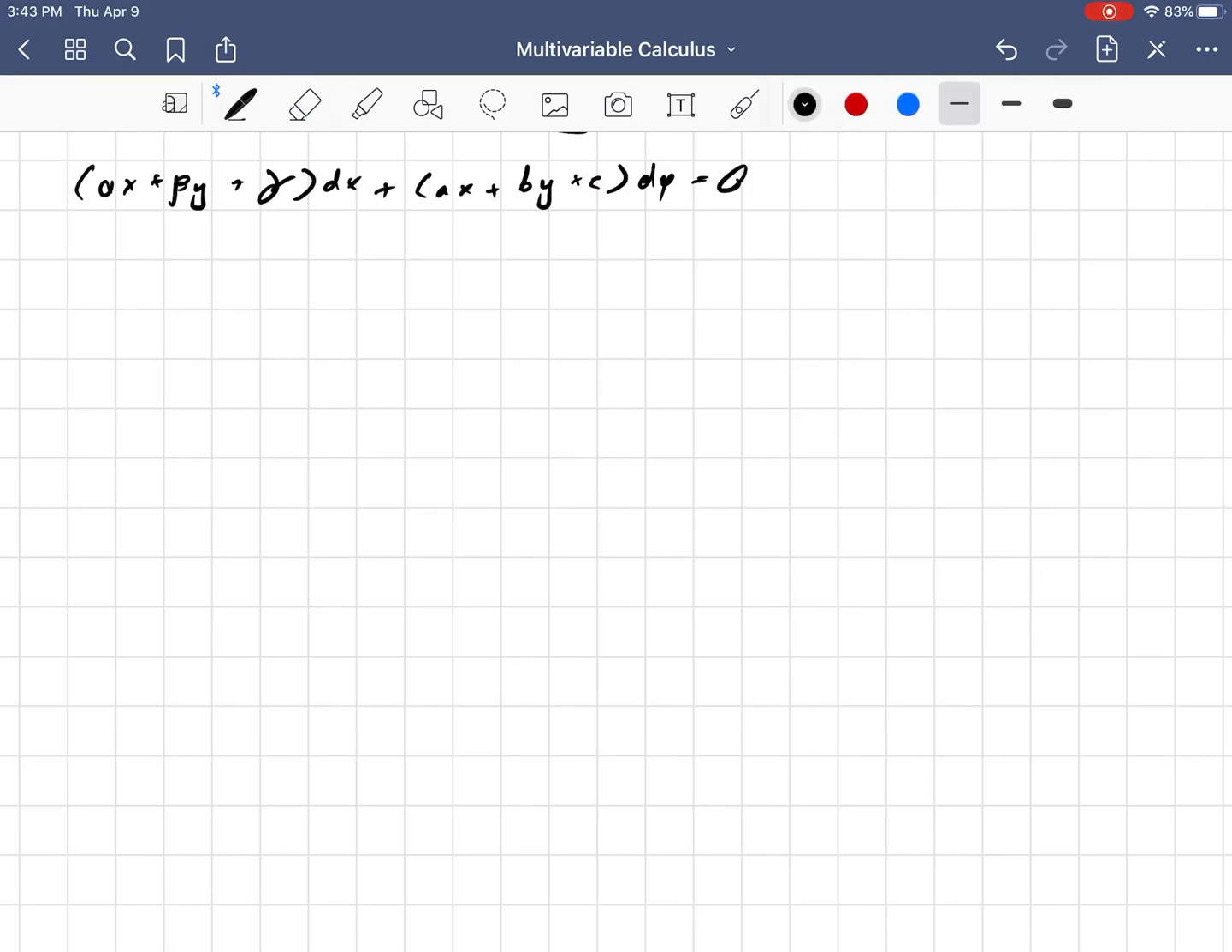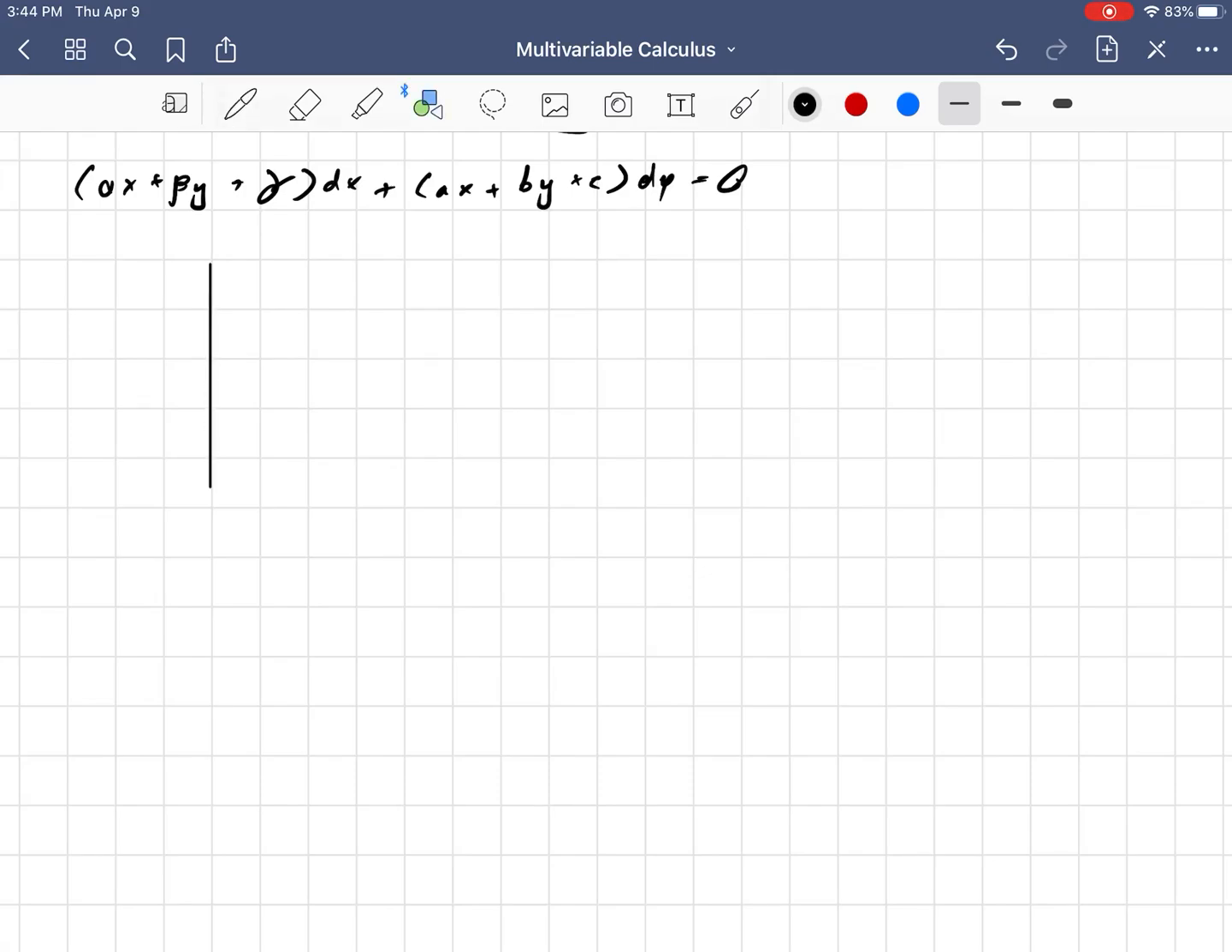The idea is these lines, they intersect at a point. We're assuming they intersect at a point. If they don't intersect at a point, then the equation becomes really trivial, right? Then one is just a scalar multiple of the other, and so the whole thing is just separable. But we assume that they intersect at a point.